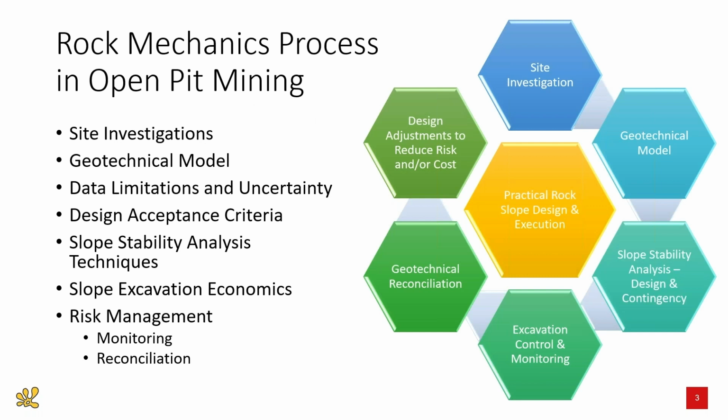In almost all large mining companies, the rock mechanics process is iterative. It involves site investigations to develop a geotechnical model, which has some uncertainty and limitations. Then there's a design acceptance criteria, which the mining company selects to adopt based on their risk acceptance. After that, slope stability models and analyses are undertaken, excavations begin, and risk management begins. Risk management typically involves deformation monitoring, groundwater monitoring, and reconciliation.